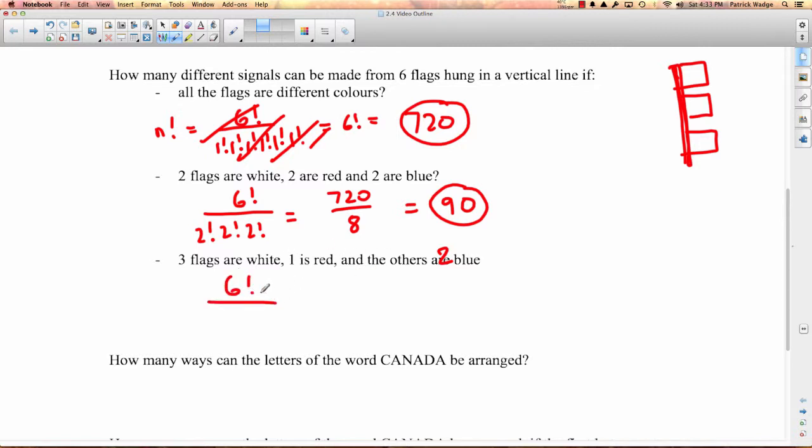But some are identical, aren't they? 3 of the white ones are all identical, so we put 3 factorial. 2 of the blue ones are identical, so we put 2 factorial. And you can just stop there if you want.